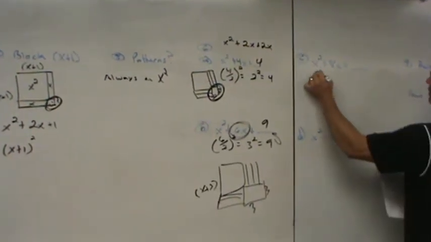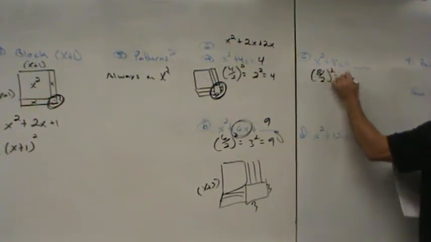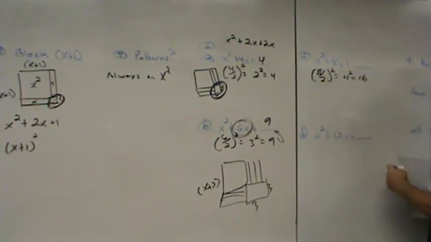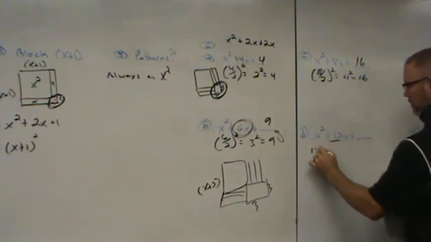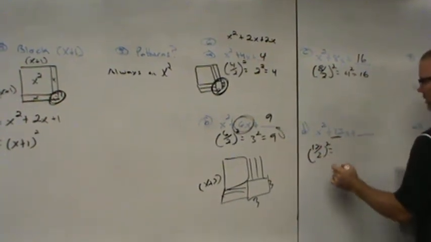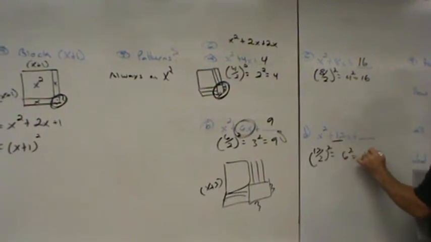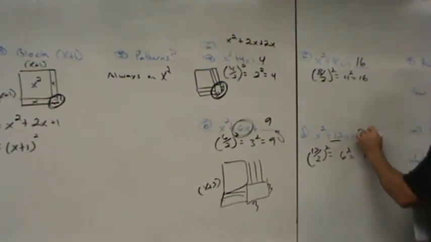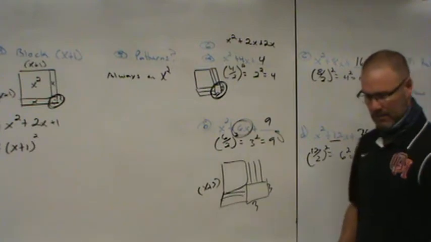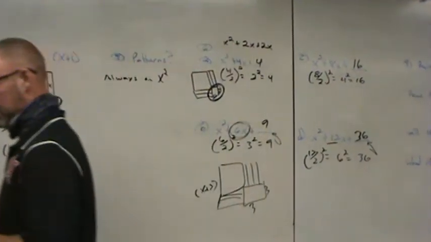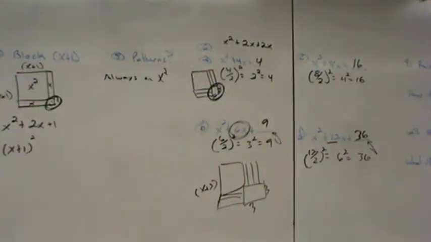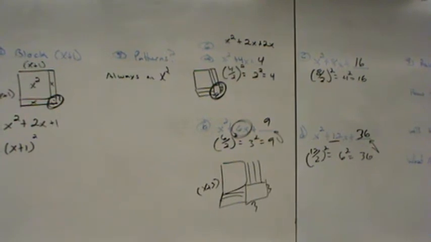Same with c. 8 divided by 2 squared. 4 squared equals 16. 12. 12 divided by 2 squared equals 6 squared, which is 36. That is what has to go in the blank. Having that middle term tells me how much I expand each side by. I can't emphasize that enough.